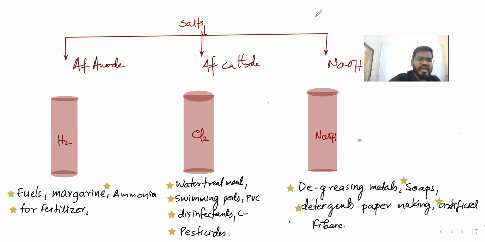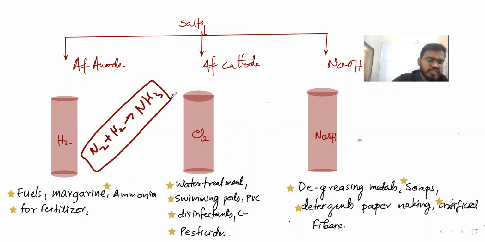And then ammonia as a fertilizer. How will ammonia form? H2 is there, so N2 plus H2 becomes NH3. If we take H2 plus N2, it will become fertilizers like ammonia. Ammonia is used as fertilizer.